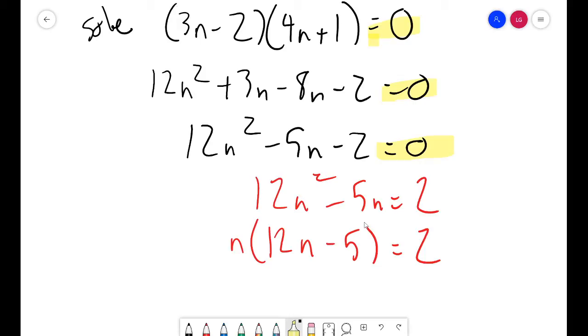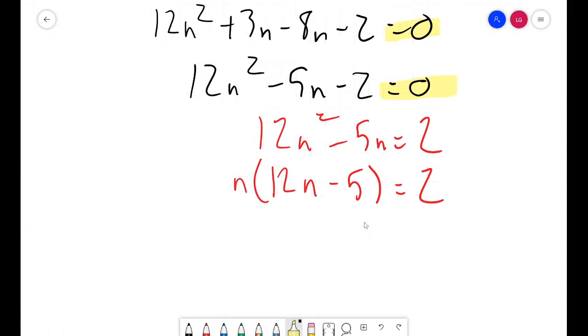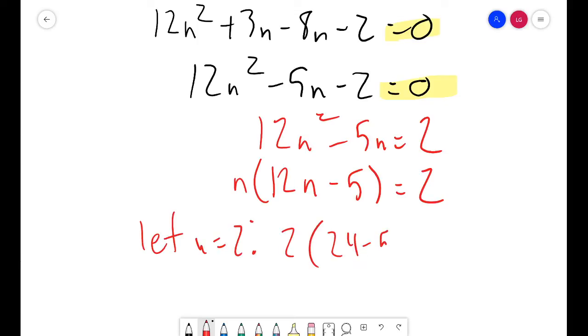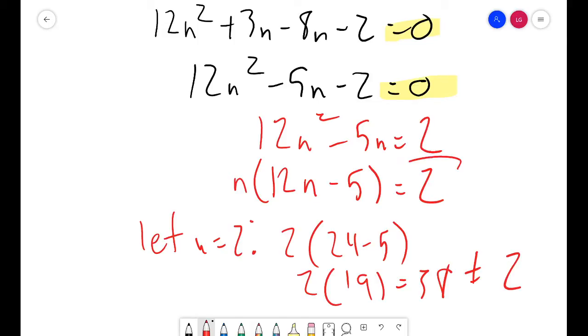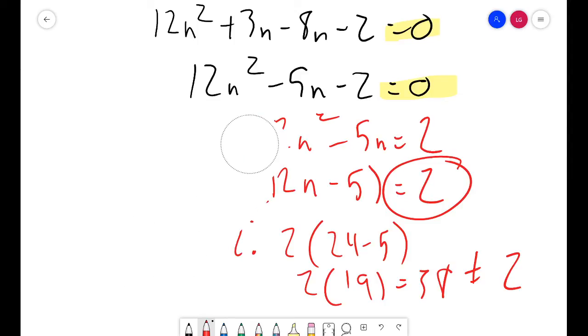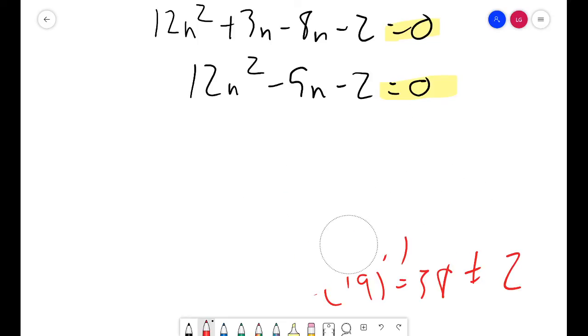The problem here is, in this case, like let n be 2. Then you get 2 times 24 minus 5, 2 times 19, 38. That's not equal to 2, which is what you're trying to accomplish. This type of factoring doesn't actually help you because 2 times anything isn't any particular specific number. Only times 0 equal to 0. Anything times 0 is equal to 0.